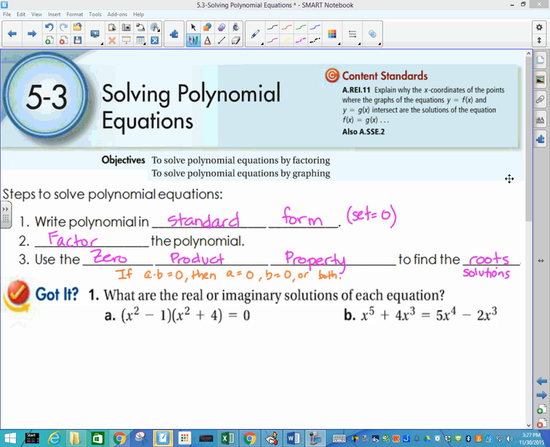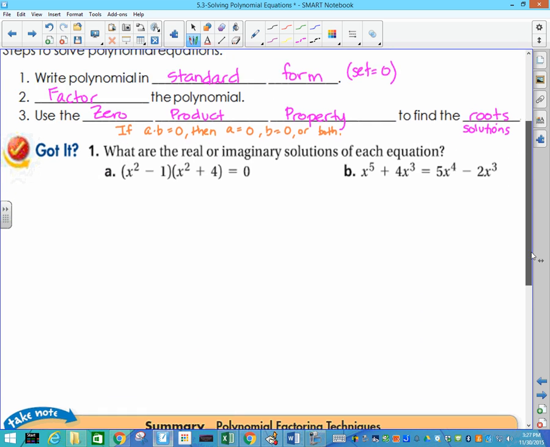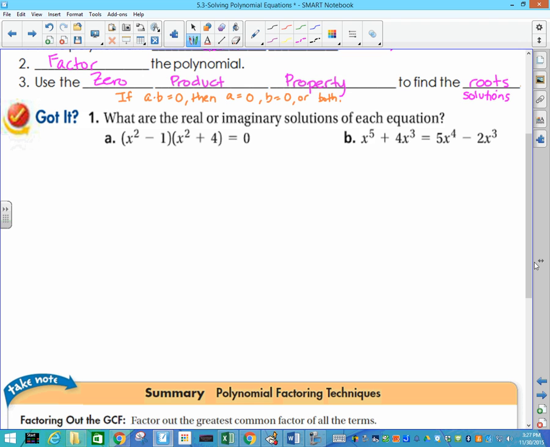So let's continue. Some of the examples of problems you'll see: what are the real or imaginary solutions of each equation? So that does mean that we are back to your friend i being in the answer. You never, ever, ever want to multiply this out. If it's in factored form, you're going to take each factor and set it equal to 0. x squared minus 1 equals 0. x squared plus 4 equals 0. Because I have no b term, this is what our square root property allows us to do in solving the equations.